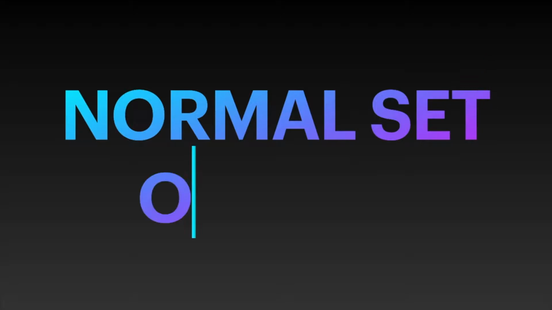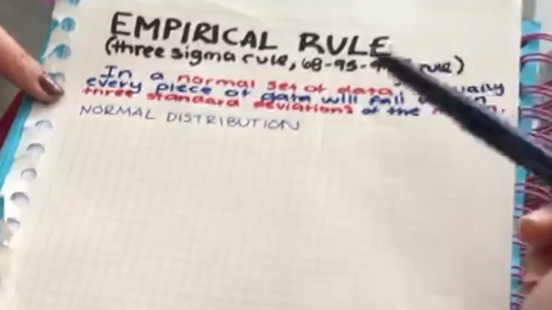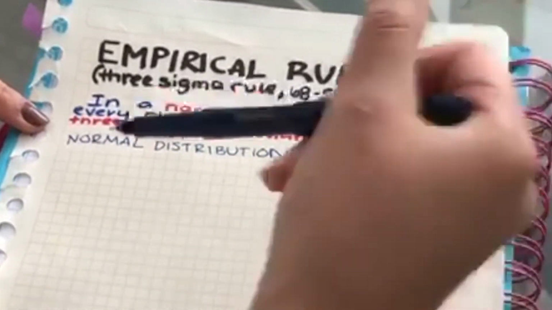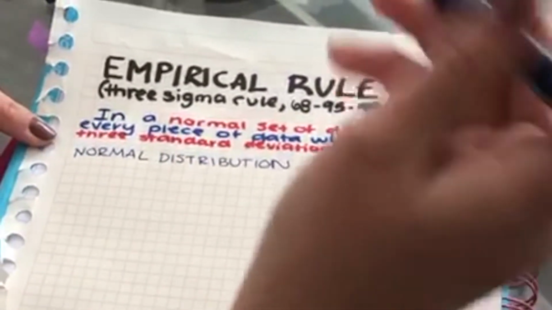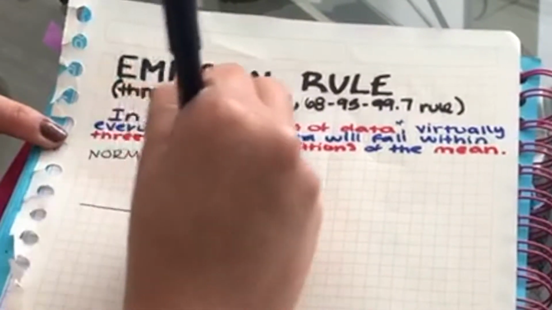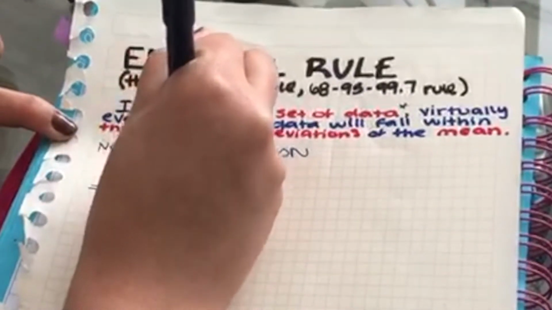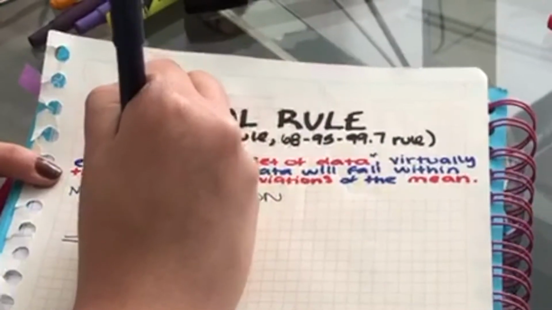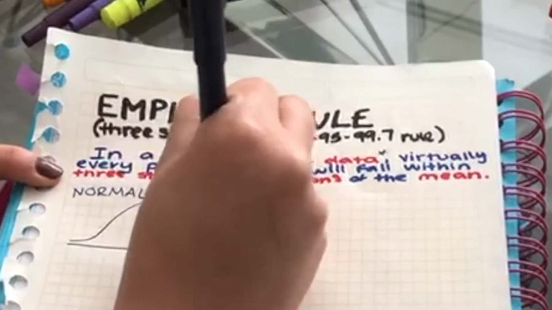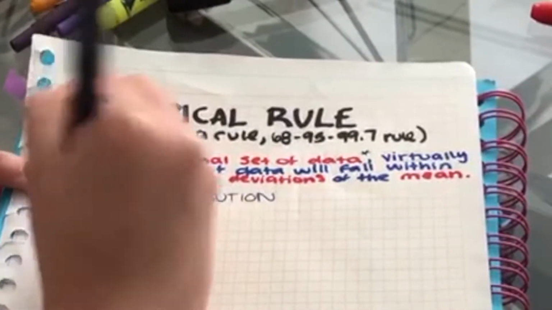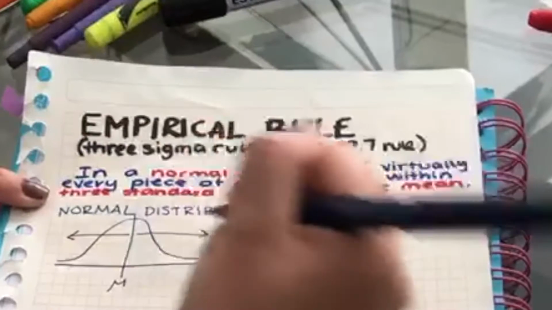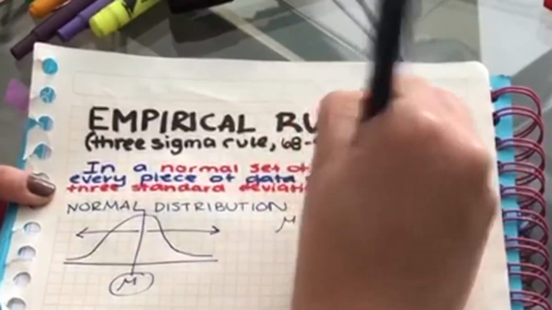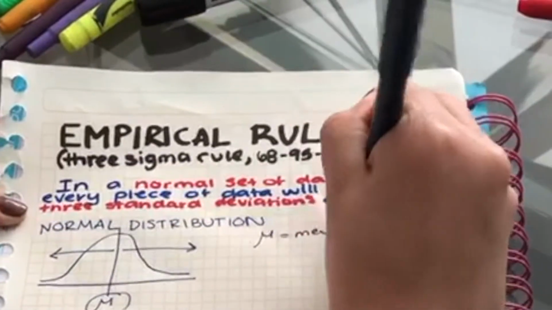So I want to start by explaining what a normal set of data is. A normal set of data means that the data is distributed in a normal distribution. A normal distribution will look a little bit like this in a graph. This is what we call a bell curve, and the normal distribution says that the data will be 50% on this side and 50% on this side, the mean being the center. This right here is what we call a mu, and the mu is equal to the mean.